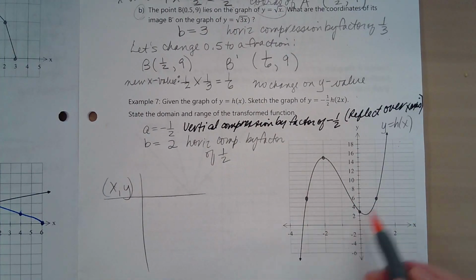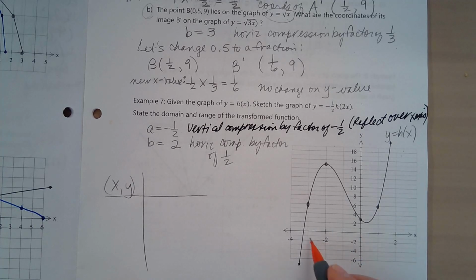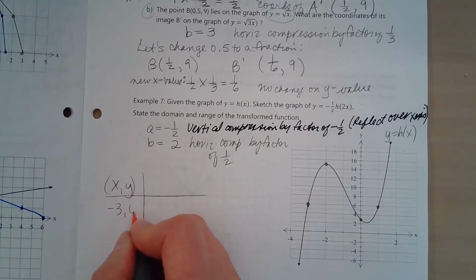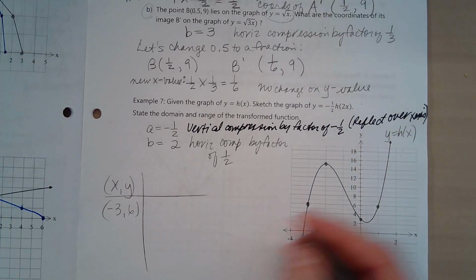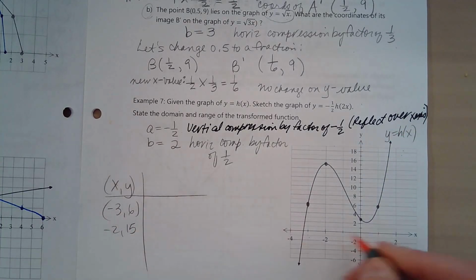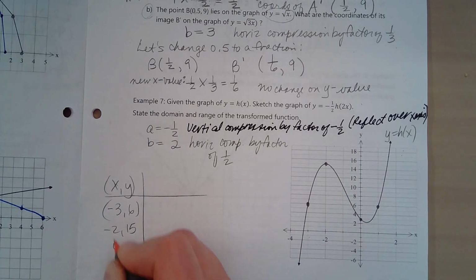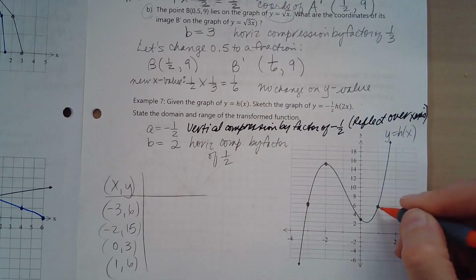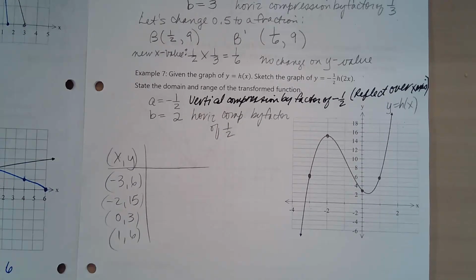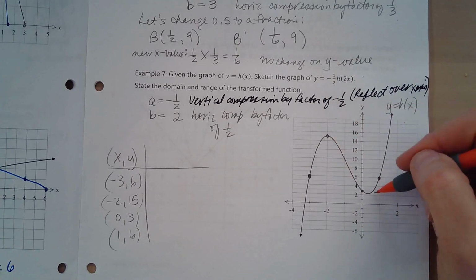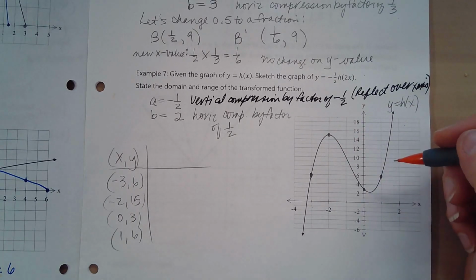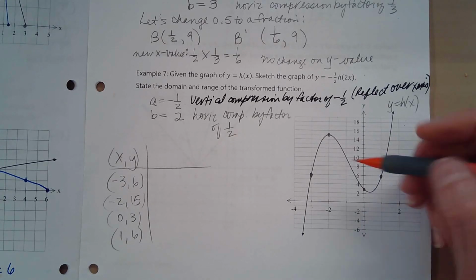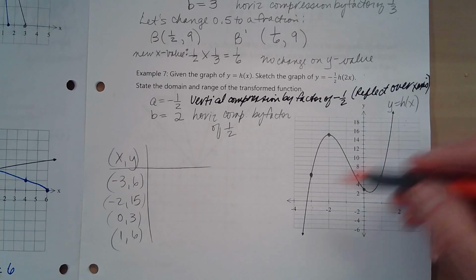So I'm going to pick 4 points. And so what will they be? (-3, 6), (-2, 15), (0, 3), and (1, 6). Now, you could pick 4 different points. I think I'd have to have at least 4 points for cubic because of the 2 bends. If it was just a linear function, I could get by with 2 points to reproduce a line. But for polynomial, I have to get at least 4 points so I can get the shape.